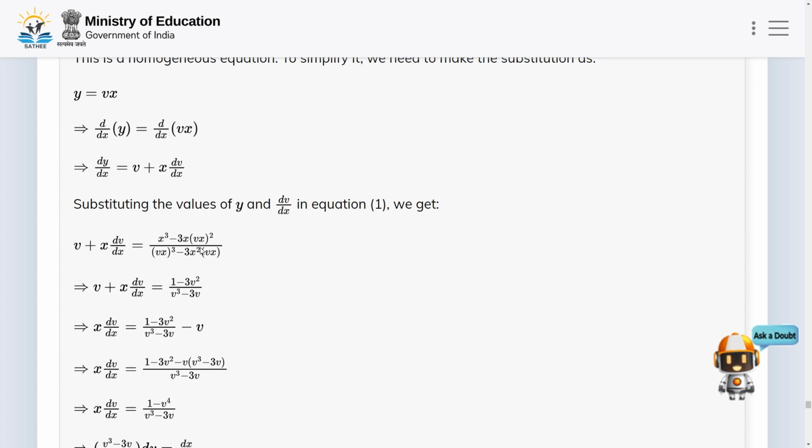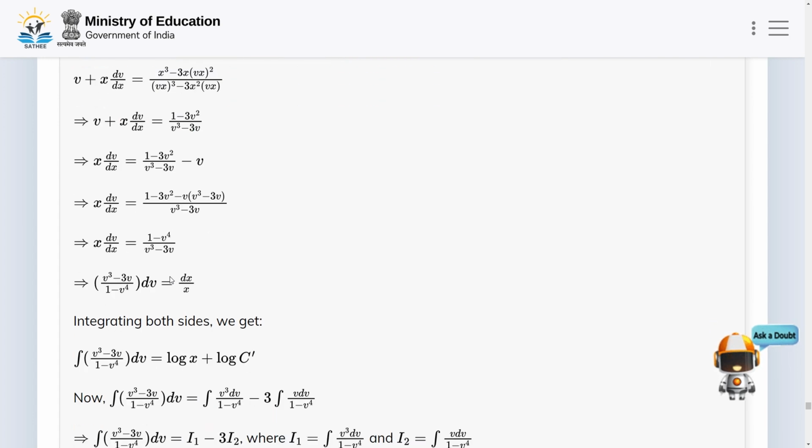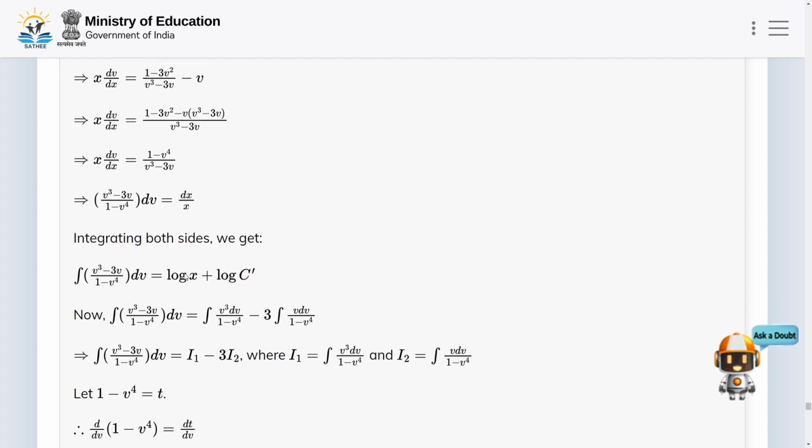Cancel the terms, whatever are getting cancelled. Rearrange the terms and use the variable separation thing. You will have your equation like this: (v cube minus 3v) divided by (1 plus v power 4) dv is equals to dx by x. This right hand side can be easily solvable as log x plus log c prime, which is some constant you can say.